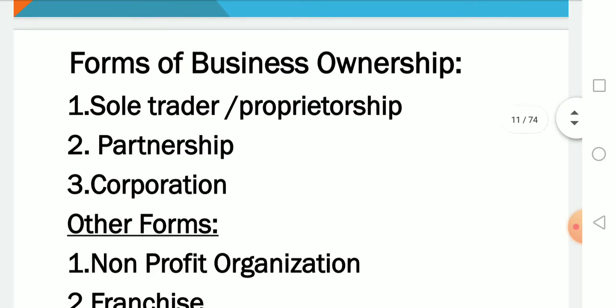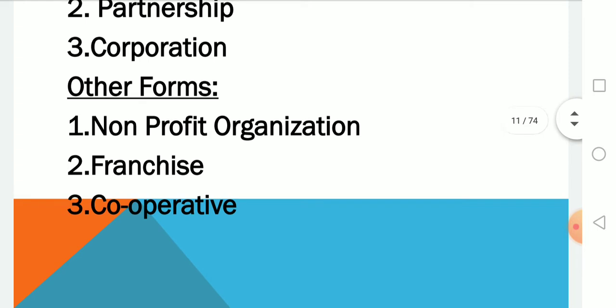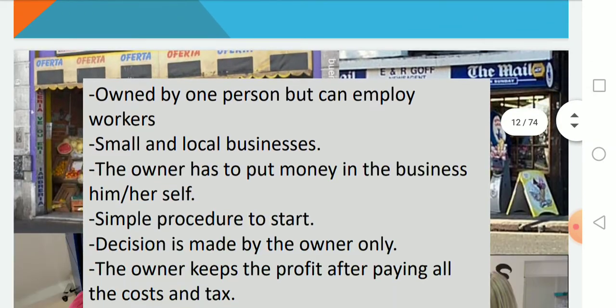So I have some forms of business ownership, like what? Like sole trader. This means proprietorship. I have partnership, corporation, and I have some other forms like non-profit organization, and we're gonna talk about each one here in more detail. Don't be afraid. So franchise, cooperative, and so on.